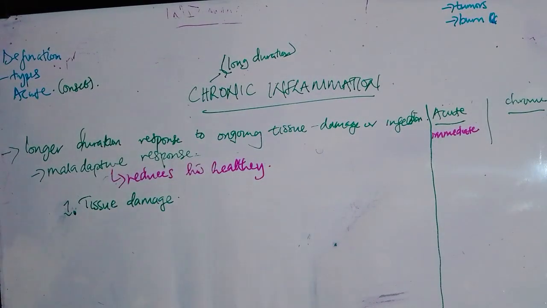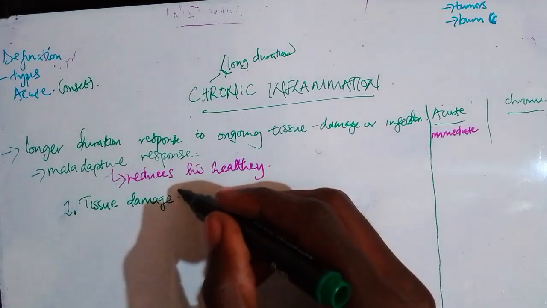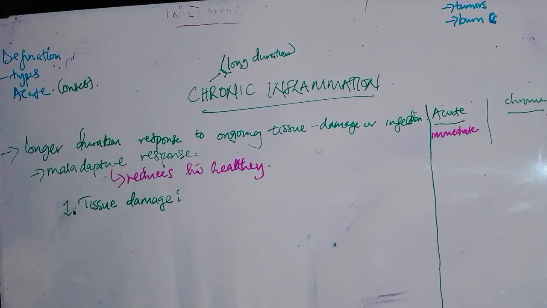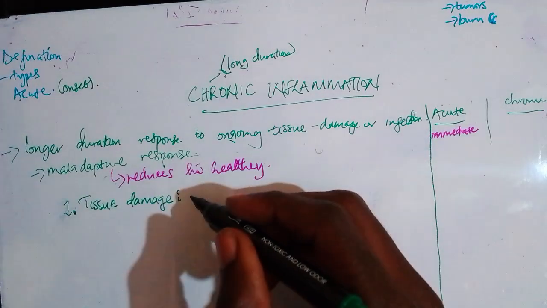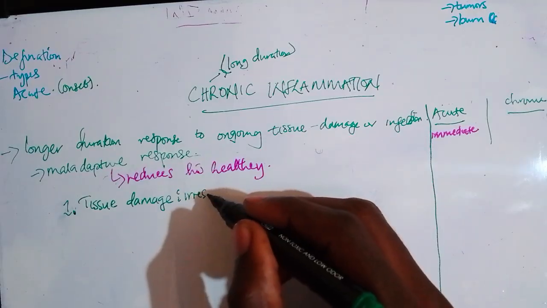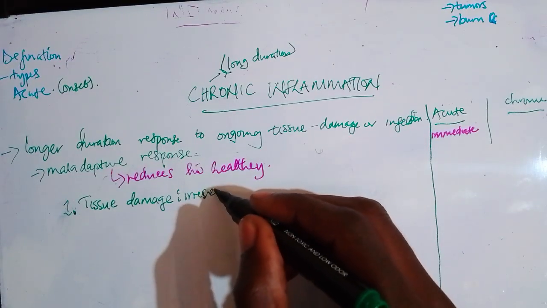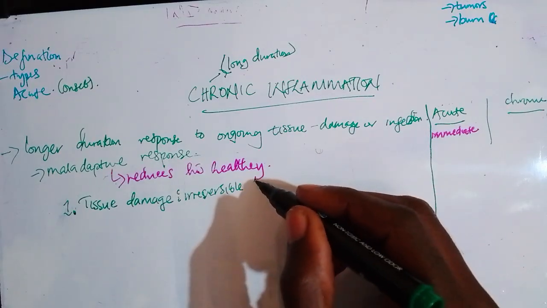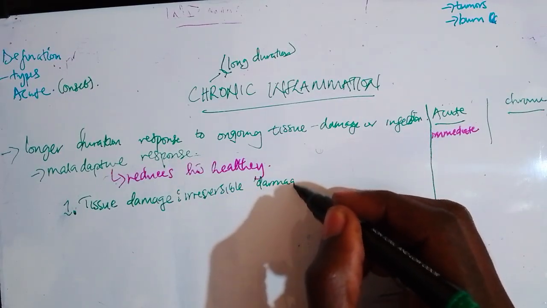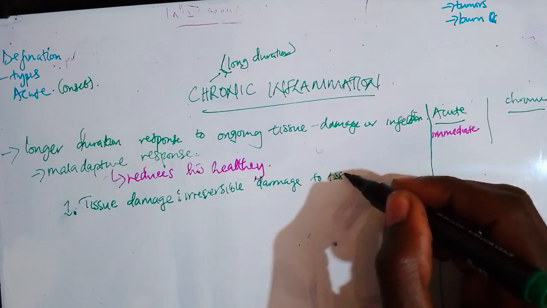So we said that once you injure yourself or once the mosquito bites you, if your body fails to repair itself in acute inflammation, it will lead now to what? To chronic inflammation, which can therefore lead to the tissue to be further damaged because you have failed to heal. So this is what is known as irreversible damage to tissue and organ.